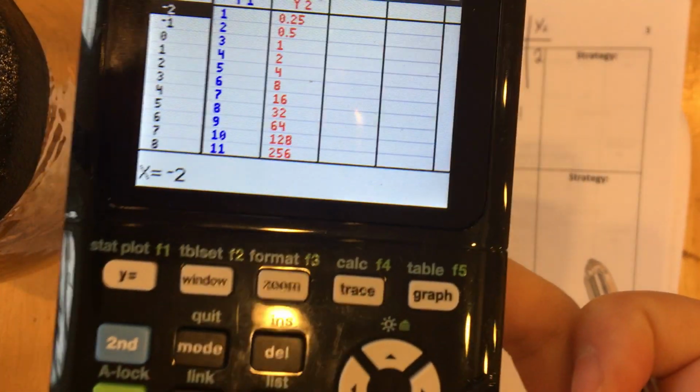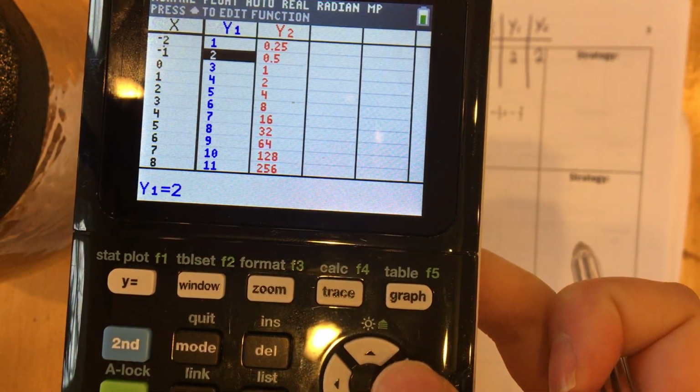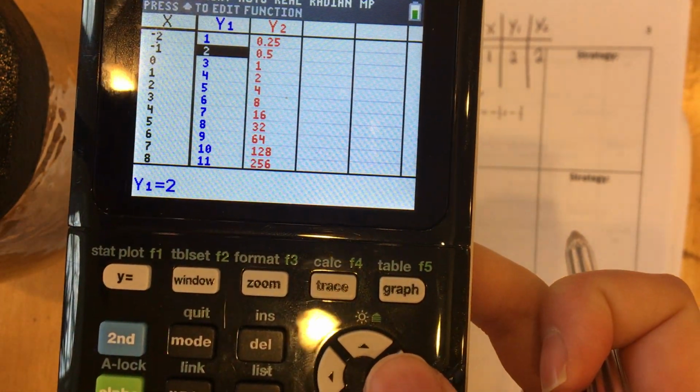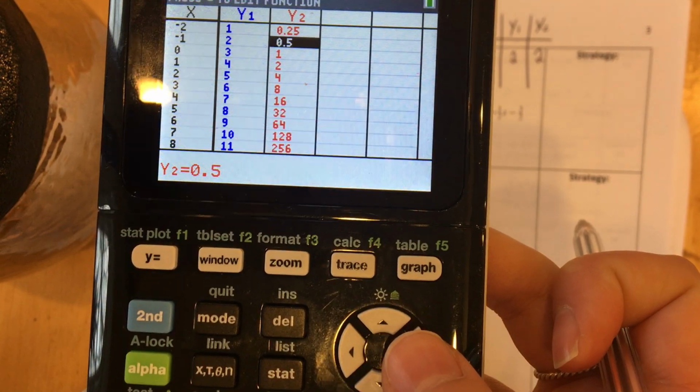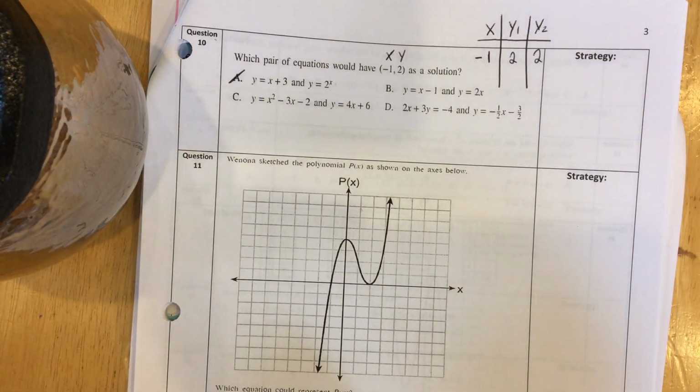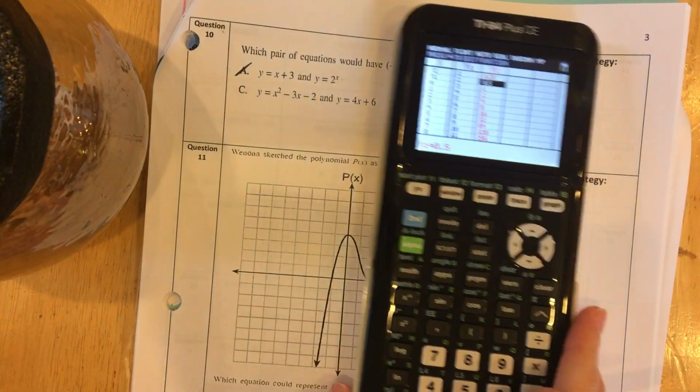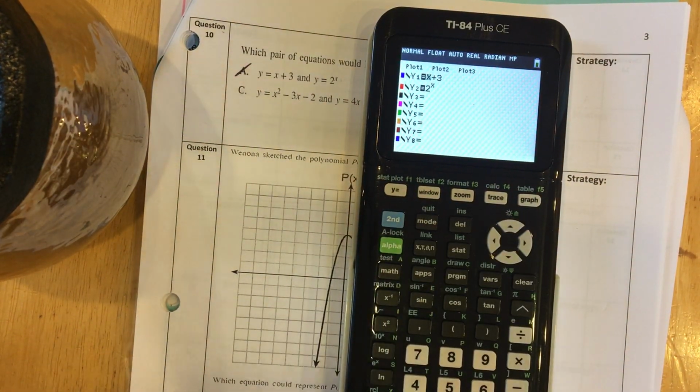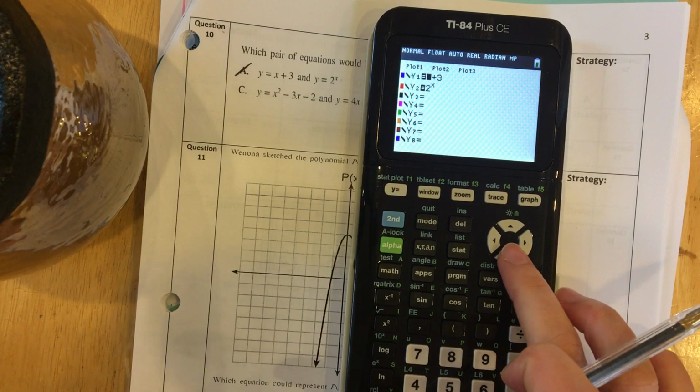So if you can see my table, at -1, I have a 2 here, so it works for that equation, but not for my second one there. So this is no good. That's not an option. Okay, now I'm going to go to the right one because, in the interest of time, I'm trying to save you guys some time here.